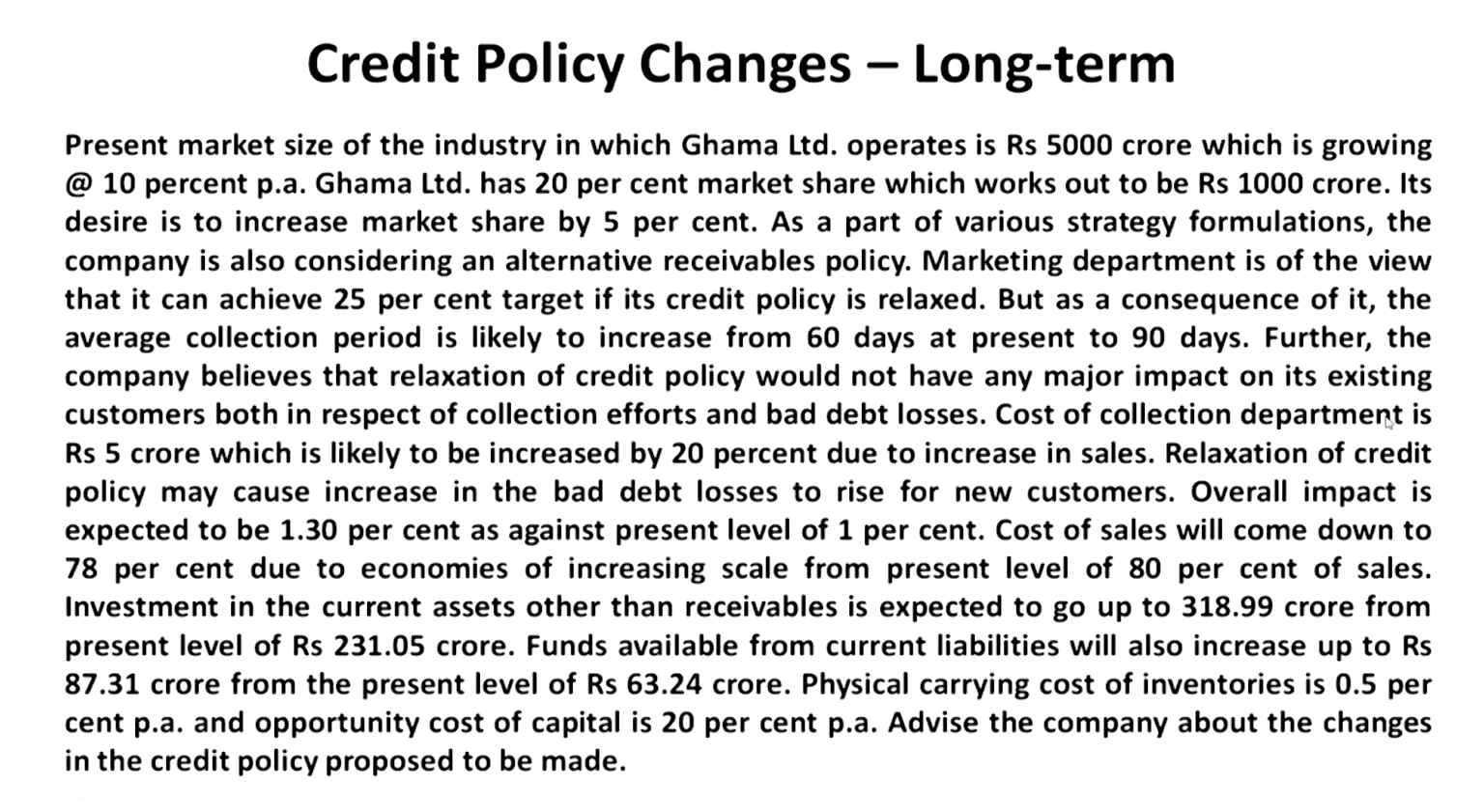In the problem given to us, the investment in the current assets other than accounts receivables is going to be 318.99 crore at both the levels, because we are not valuing the other assets on the selling price or the cost price. So the investment in the current assets other than the receivables is expected to be 318.99 crore from 231.05 crores, and the investment in the accounts receivables we have worked out. At the selling price this is going to be the investment, at the cost this is going to be the investment.